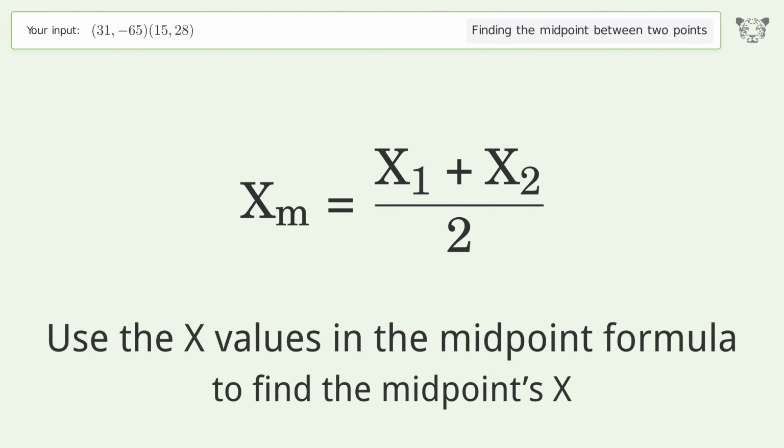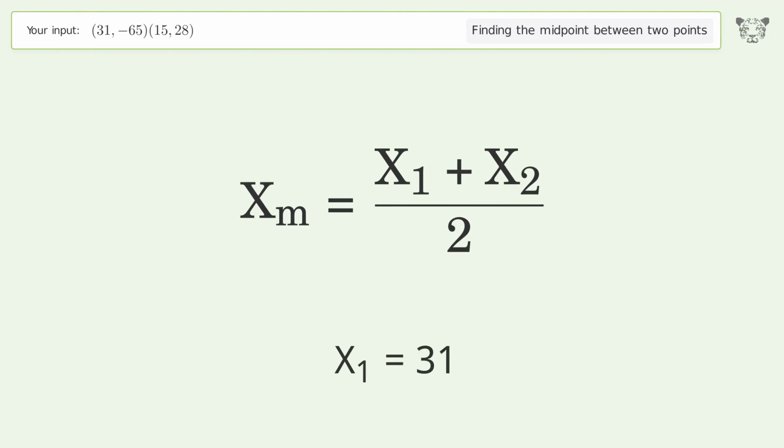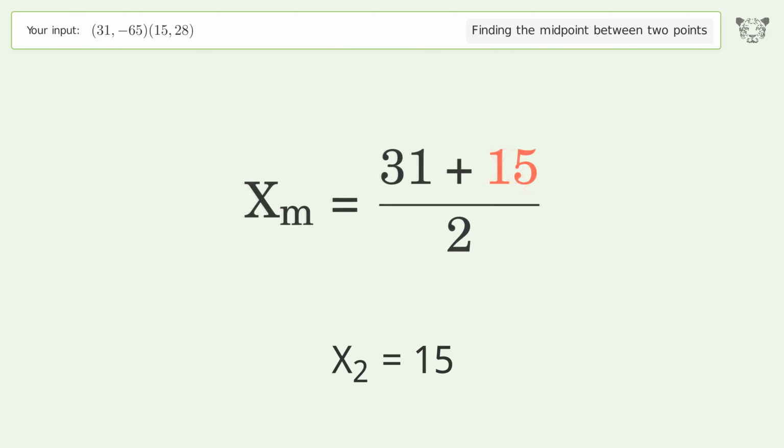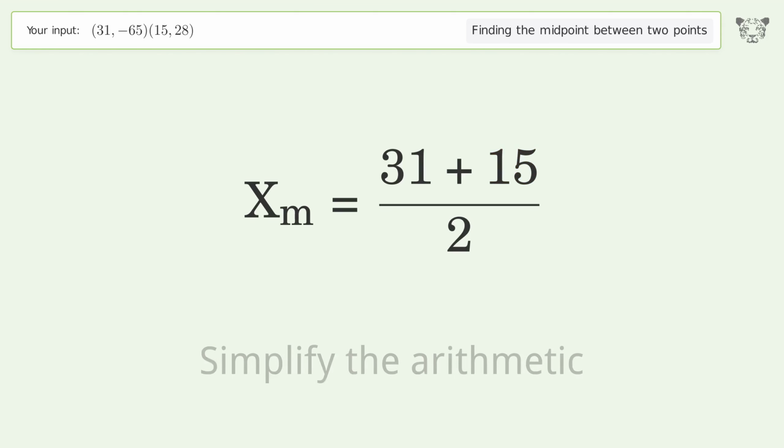Use the x values in the midpoint formula to find the midpoint's x. x1 equals 31. x2 equals 15. Simplify the arithmetic.